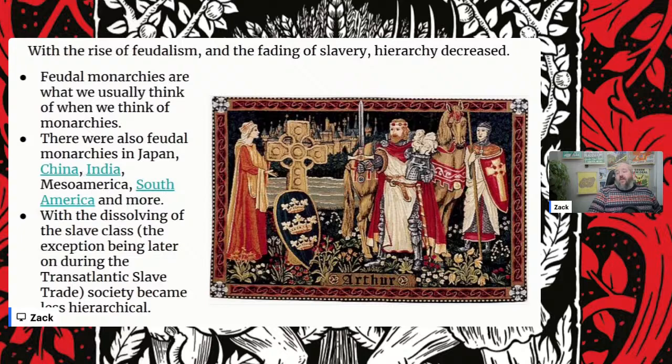With the rise of feudalism and the fading of slavery, hierarchy decreased. Feudal monarchies are what we usually think of when we think of monarchies. The kings and queens of, like, Arthurian legend, that sort of thing. Knights of the Round Table, all that sort of thing. But there were also feudal monarchies in Japan, China, India, Mesoamerica, which is Central America, South America, and more. With the dissolving of the slave class, the big exception being later on during the transatlantic slave trade, society became less hierarchical just by default. The average rights of people went up when there's no longer a class that had absolutely no rights.